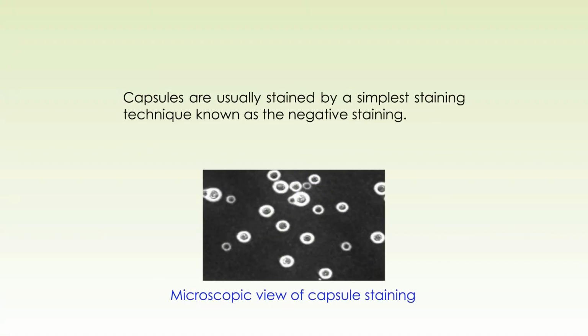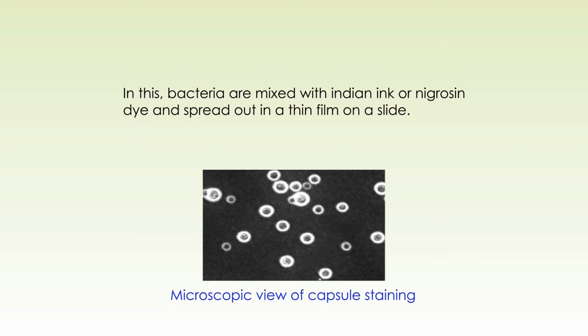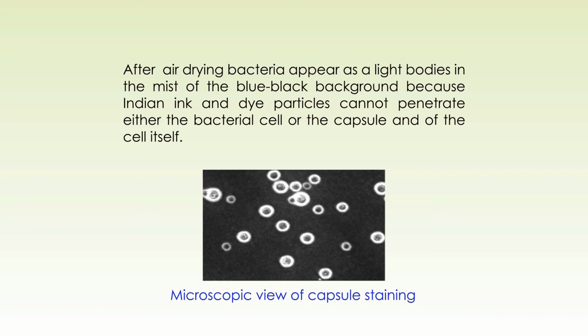Capsules are usually stained by the simplest technique known as negative staining. In this type of staining, the background but not the bacterium is stained by the use of an acidic stain which carries a negative charge on its surface and is repelled by the bacteria that too carry a negative charge on their surface. The bacteria are mixed with Indian ink or nigrosin dye and spread out in a thin film on a slide. After air drying, bacteria appear as light bodies in the midst of the blue-black background because Indian ink and dye particles cannot penetrate either the bacterial cell or the capsule.